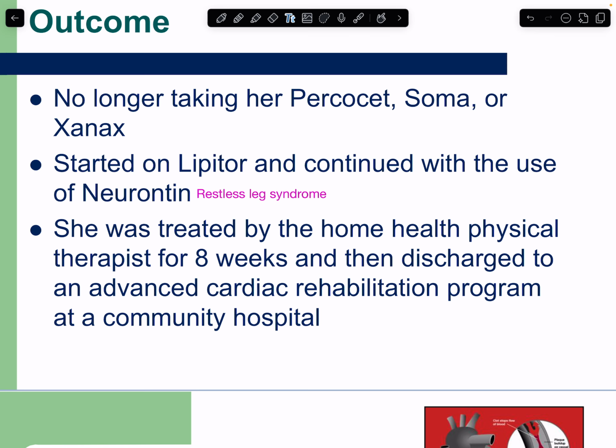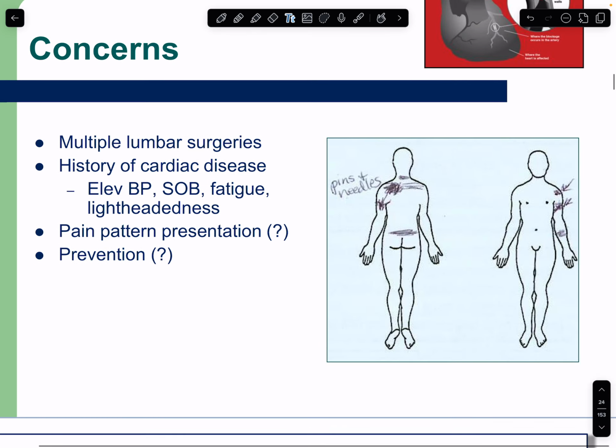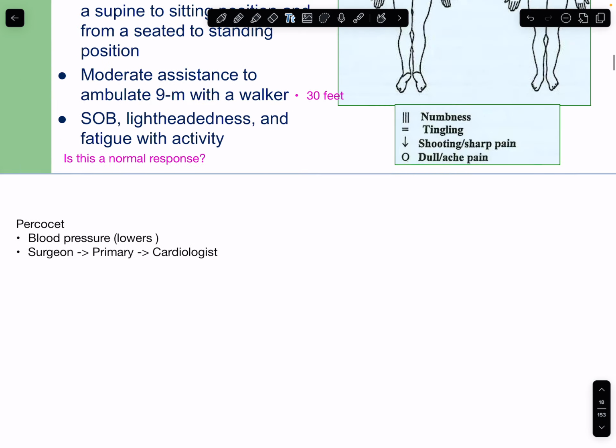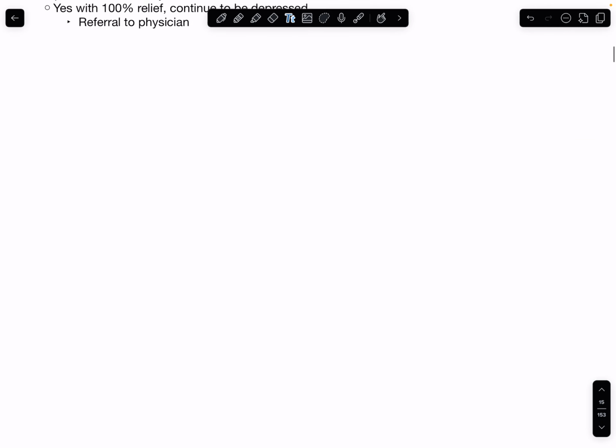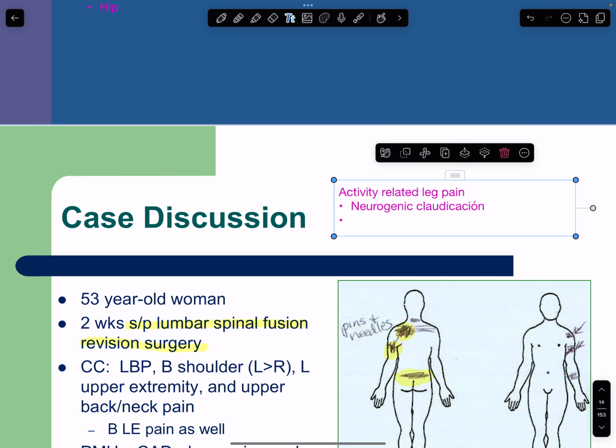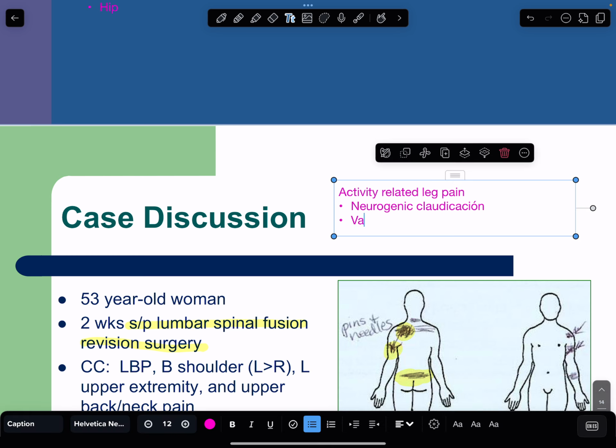And so, again, this is one of these cases that you have to ask, how did it get to this point? And when you talk about that differential diagnosis, activity-related leg pain, neurogenic versus vascular claudication, where are you going to go with that? Well, she's 53. The likelihood of vascular claudication at that age, especially in the legs or related to the heart, is probably low. And again, she's had these multiple lumbar surgeries and she's not any better.